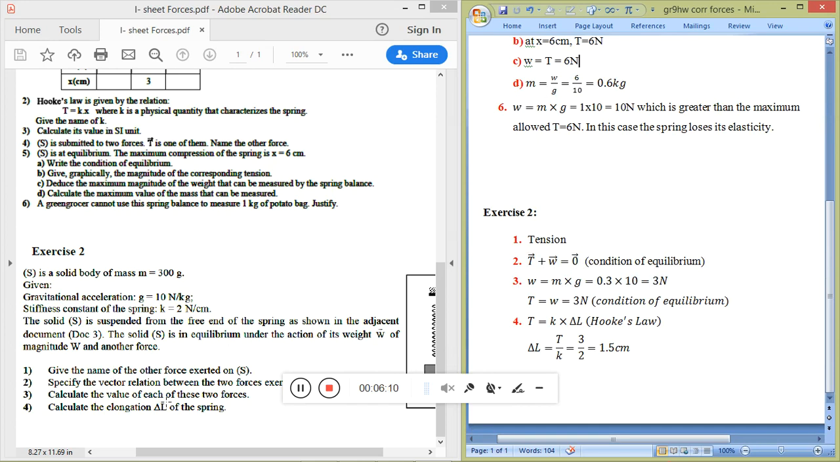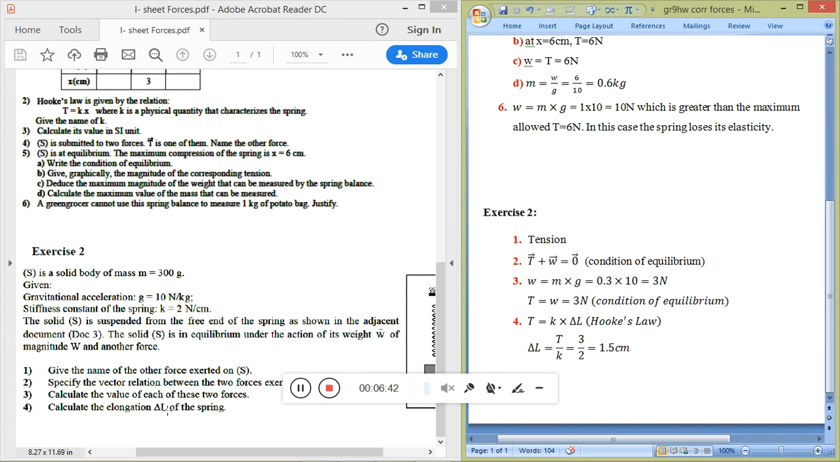Number 3, calculate the value of each one of the two forces. To calculate the weight, we have the mass, 300 grams. We convert it into kilograms, which is 0.3 kilograms, times the gravity 10, which is 3 newtons. To calculate the tension, we cannot say T equals K times delta L, since we do not have the elongation delta L. So we use the condition of equilibrium, T equals W, which is 3 newtons. We calculated W equals 3 newtons.